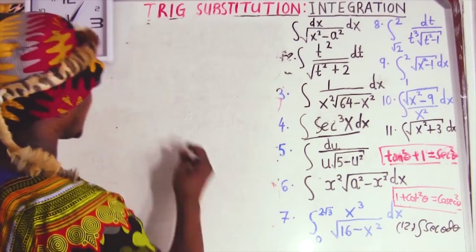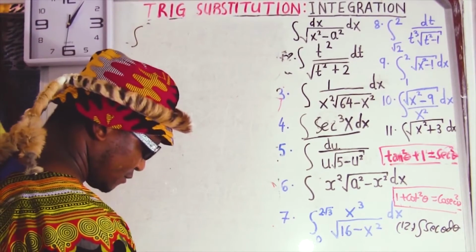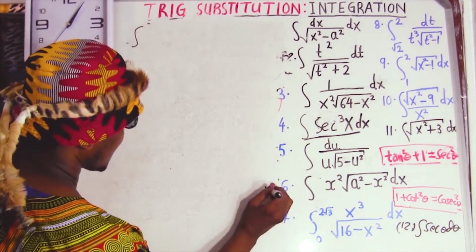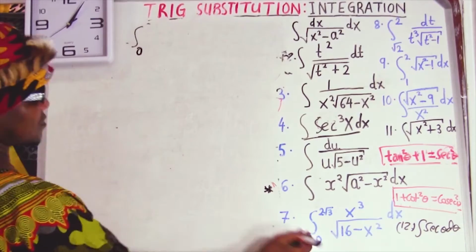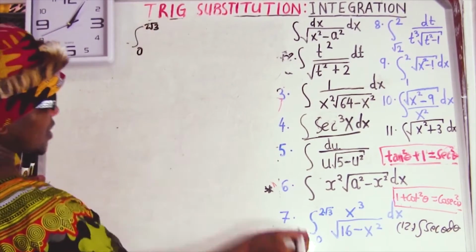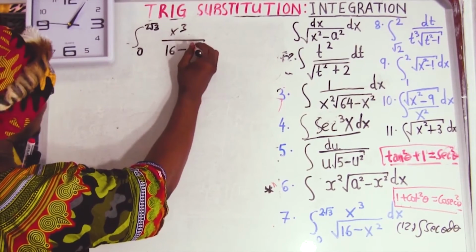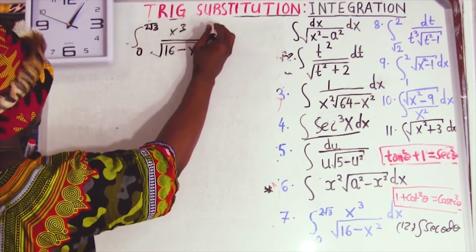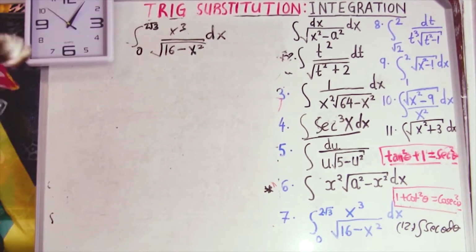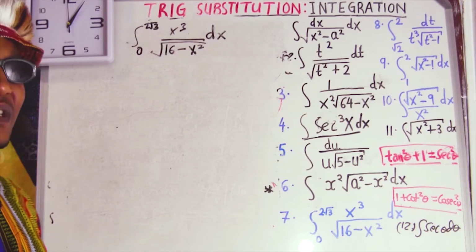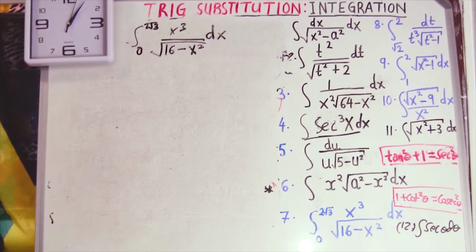Okay, question number 7. So they give us this one. Okay, integral from 0 to square root of 3 of x cubed over the square root of 16 minus x squared. You can do this question two ways: either by normal substitution, or by trig substitution. I can show you both methods. Sometimes it's optional, unless they say do by trig or do by substitution, because sometimes they can recommend it. Let me start with the normal substitution.